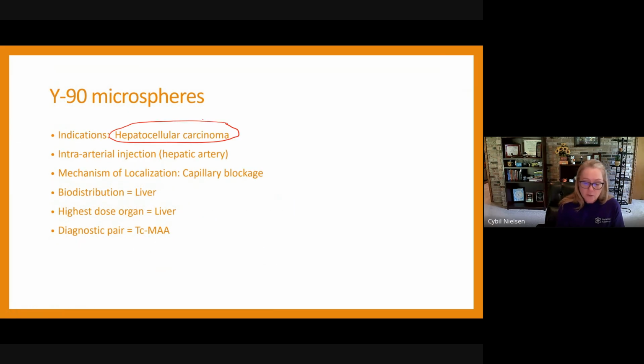It's for hepatocellular carcinoma, and we're going to inject it intra-arterially. So we're not, but the physician is. And so they're going to go up through the groin. They're going to thread the catheter all the way up to the hepatic artery. Once they get to where the tumor is, that's where they're going to inject the Y90 particles. And these are actual particles. Particles are about 50 microns, so about the same size as the MAA particles.